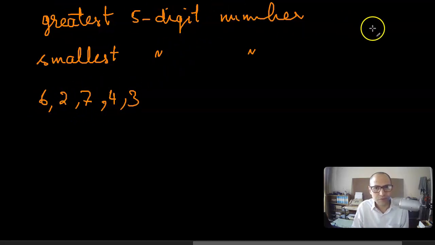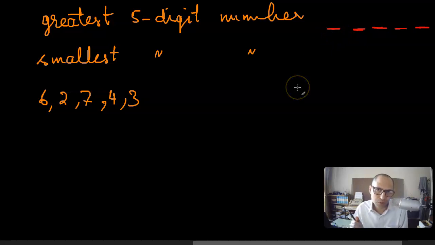So the greatest five-digit number, basically you have 1, 2, 3, 4, and 5 digits here. In order to make the greatest number possible, this is the ones place value, the tens, hundreds, thousands, and 10,000, right?